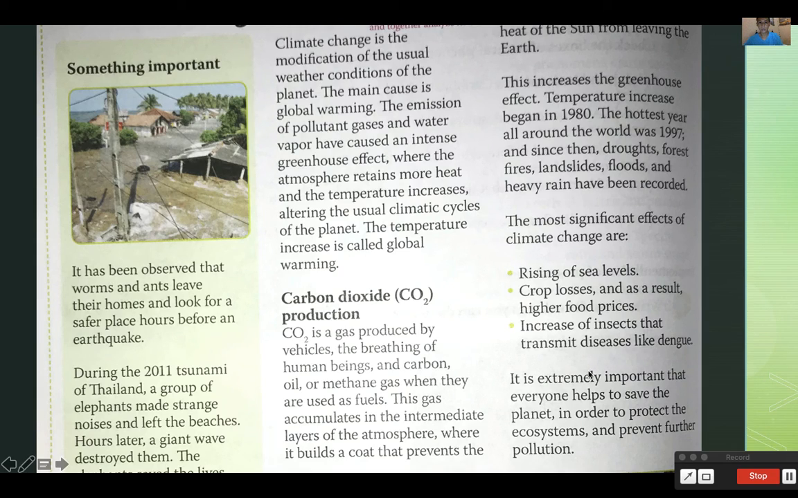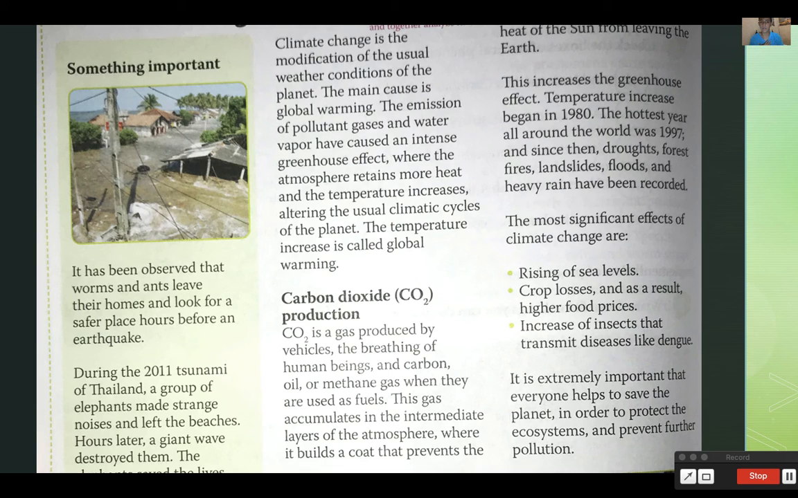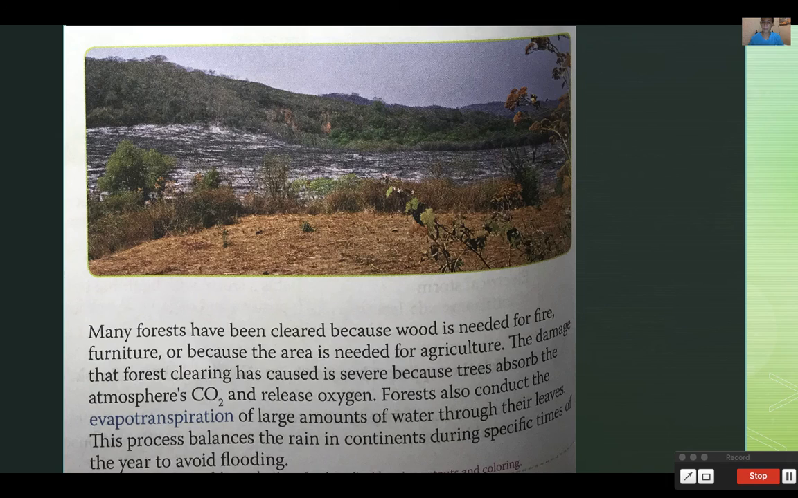Okay. So, imagínense todo eso pasa por el cambio climático. It is extremely important that everyone helps to save the planet in order to protect the ecosystems and prevent further pollution. Okay, so it's our responsibility to keep our planet safe.